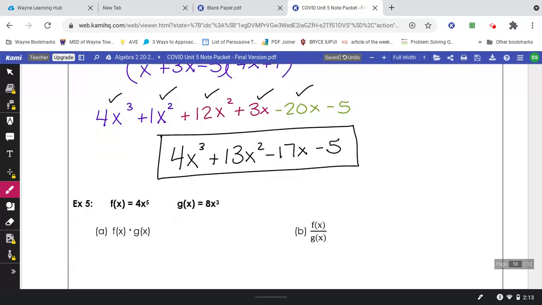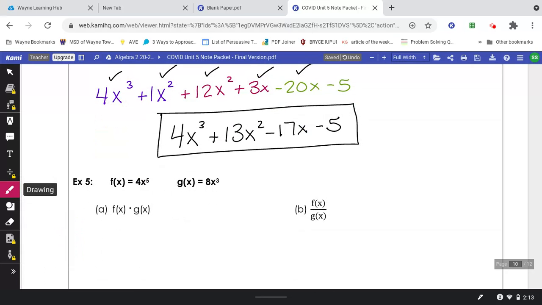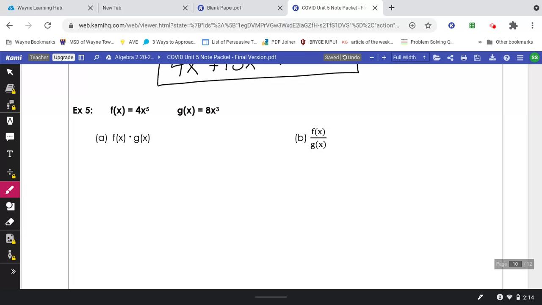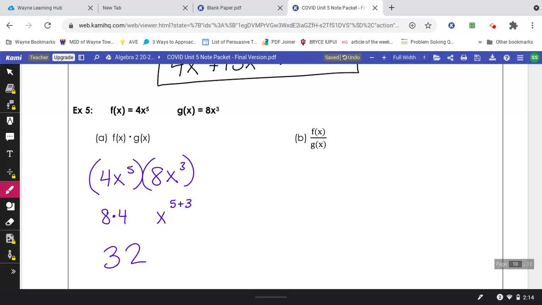All right, example number 5. Two new functions. This time we're going to multiply them, and then part B is going to ask us to divide them. Let's start with a multiplication. 4x to the fifth. And again, I'm just going to write those right next to each other in parentheses. This goes back to those exponent rules we learned. So we're going to multiply the numbers 8 times 4. But for our exponents, we are going to add them. X to the 5 plus 3. That would leave me 32x to the 8th.